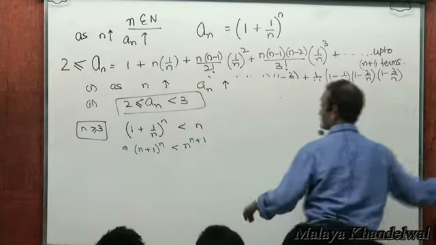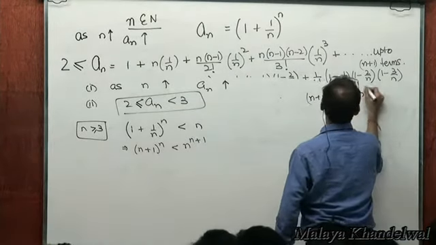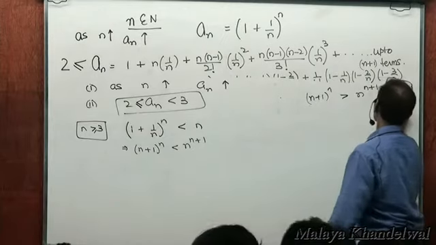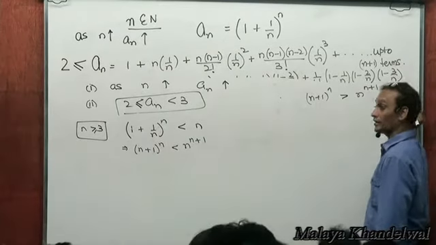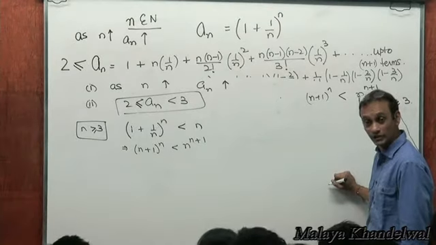this is an important result. (n plus 1) to the power n is less than n to the power n plus 1 for n greater than or equal to 3. Sorry, less than n to the power n plus 1 for n greater than or equal to 3.